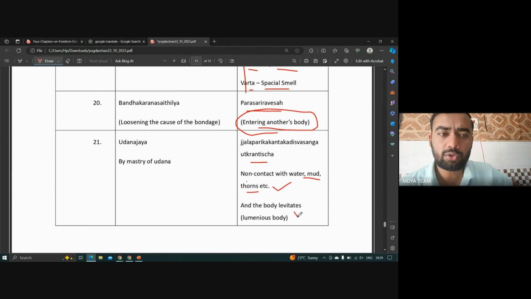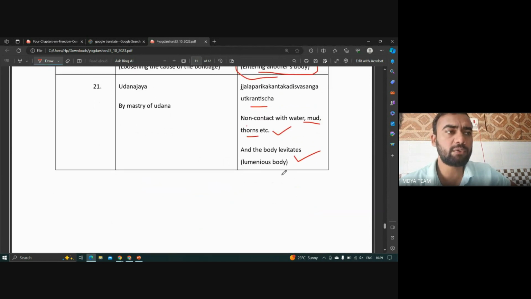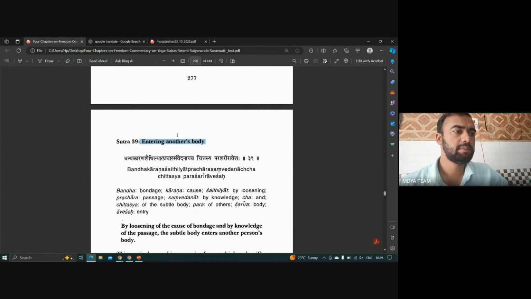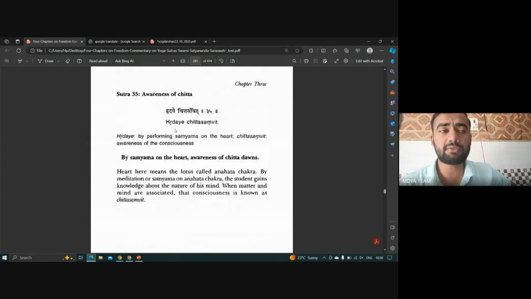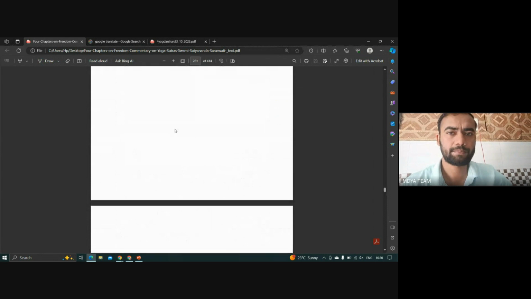And how a yogi can get a luminous body after focusing on the Samana. Sorry, here I have to add the Samana Vayu. So these we will discuss in today's class. Maybe you are somewhat confused. I can understand your situation. When we discuss sutra by sutra, then all your doubts will be clear.